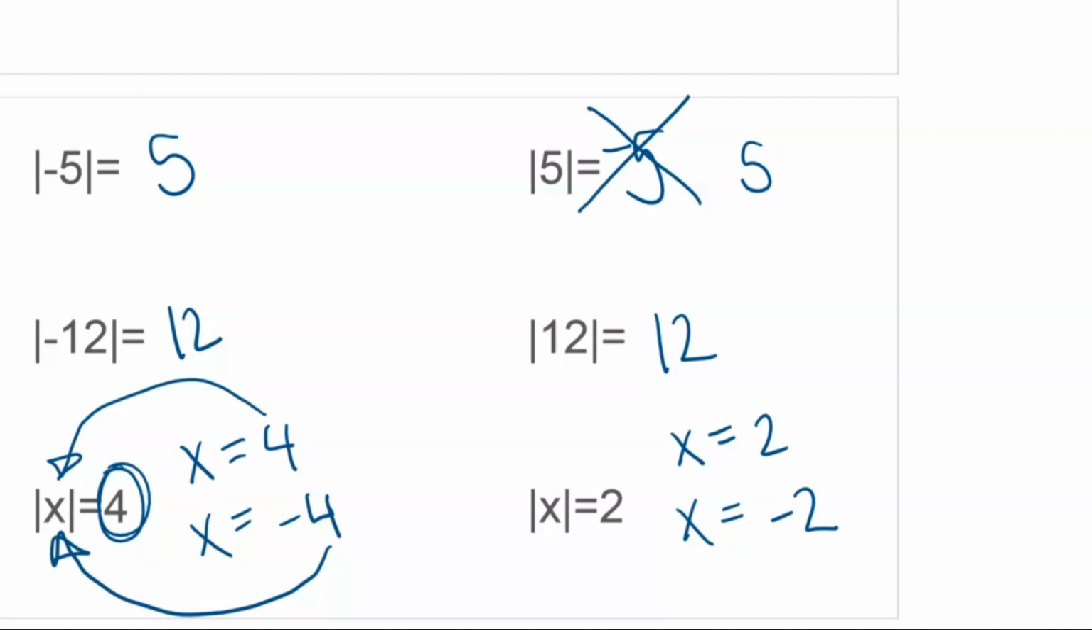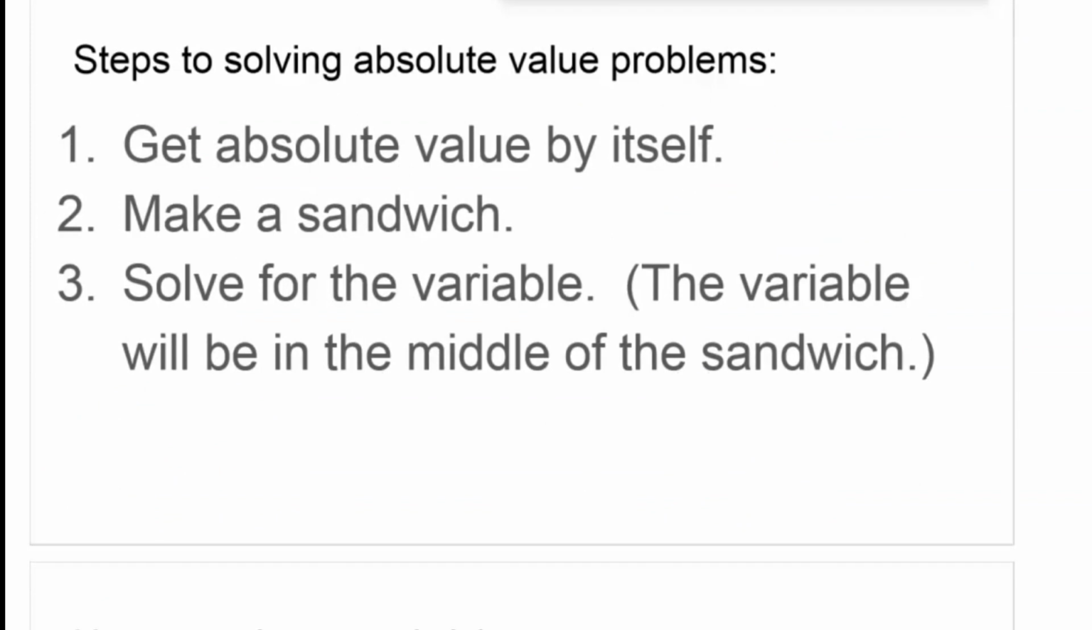Here are some general steps to keep in mind when we are solving absolute value inequalities. So the first step, get the absolute value by itself. So whatever is in the two lines, get that by itself first. Step 2, make a sandwich, and I will explain what that means in a second, and I'll show you some examples. And then step 3, solve for the variable, and the variable will be in the middle of the sandwich.